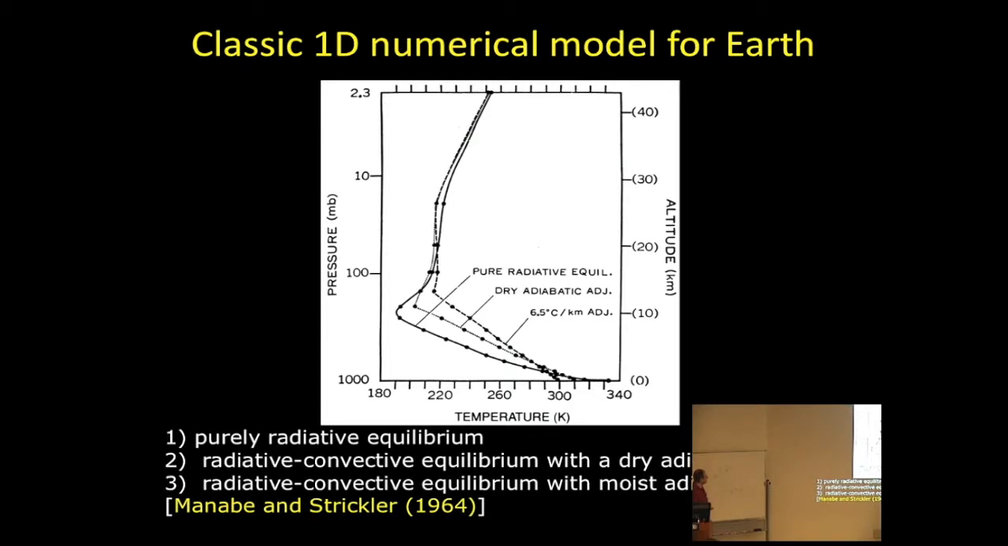So this is from Manabe and Strickler, a very highly cited paper, because they basically figured out how to do this for the Earth and how to do convective adjustment to adjust to this convective profile, and how to put in some estimates of the effect of water vapor.